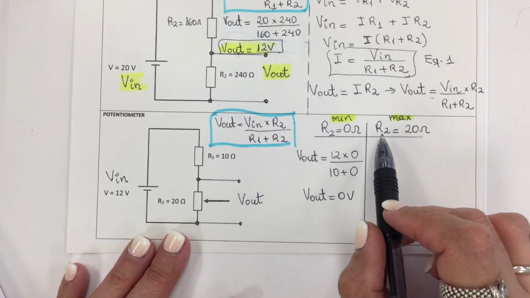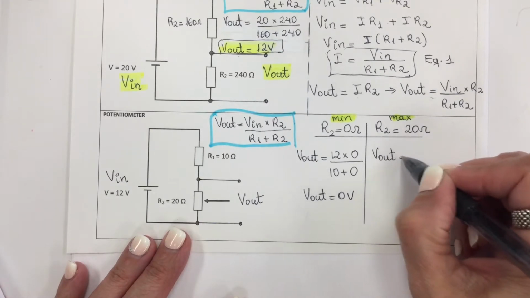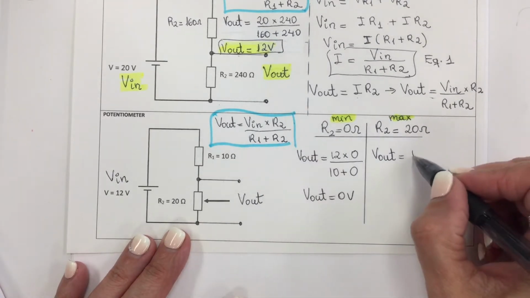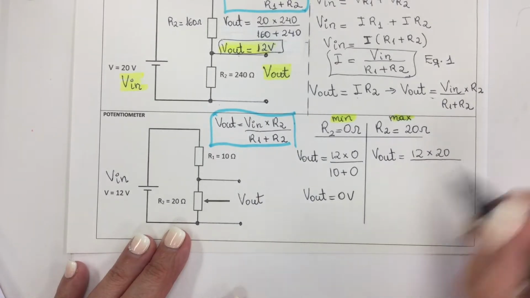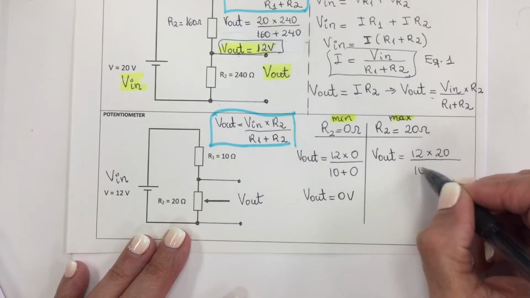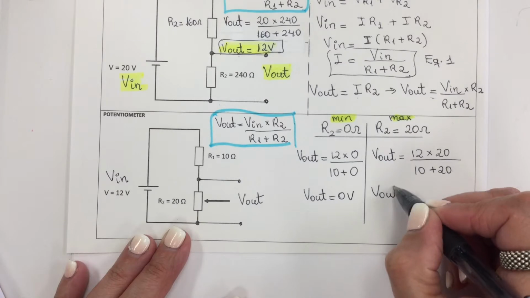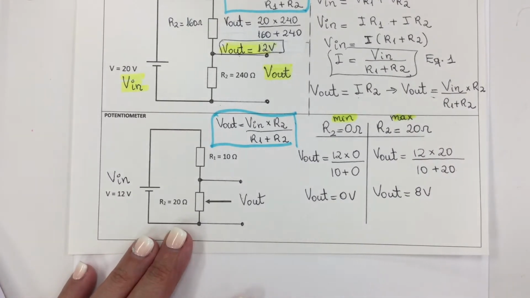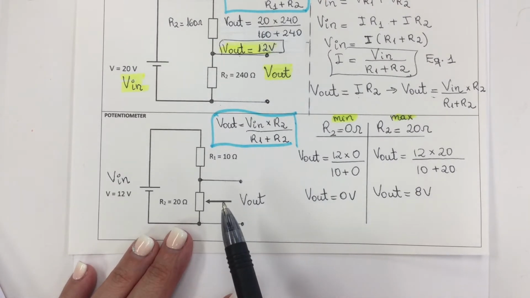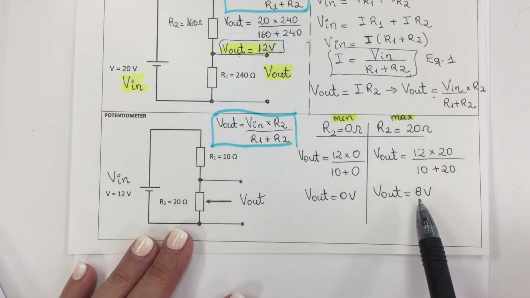Now for the maximum value of this potentiometer, the output voltage is V in, 12, times now 20 over 10 plus 20. And this is 8 volts. Which means that this potentiometer is reducing the voltage supply, which is 12 volts, down to 8 volts.